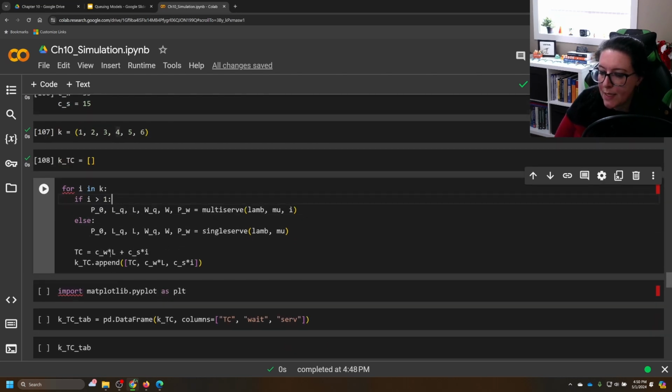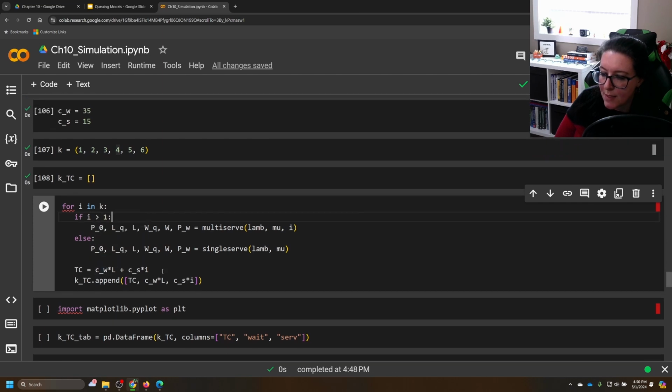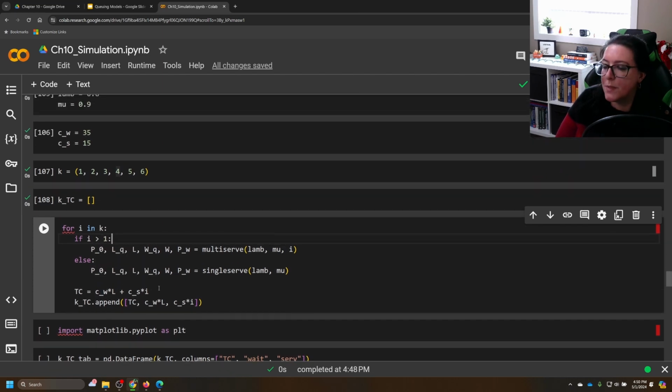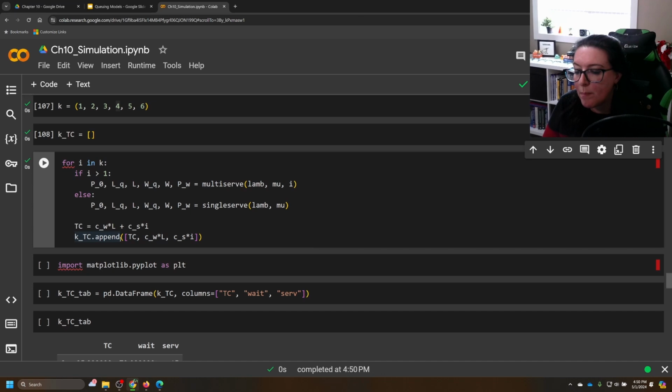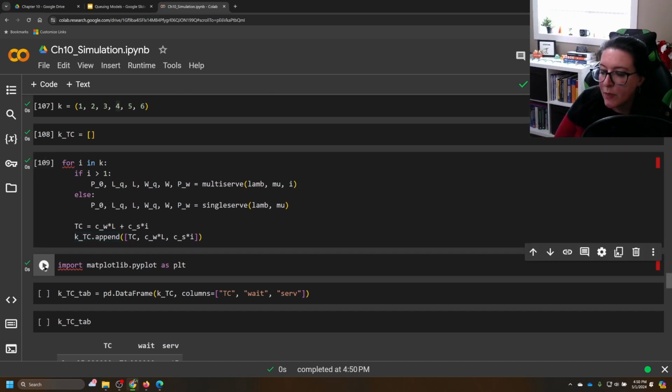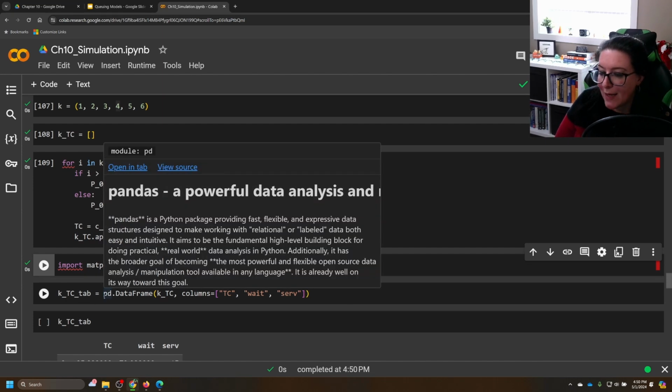And we'll do C_W plus C_S times whatever K is, and we'll populate that. Okay, and we can show this on a graph. We can import matplotlib.pyplot as plt to do our graphing. And we can turn this information into a table using pandas. So we have imported pandas as pd.